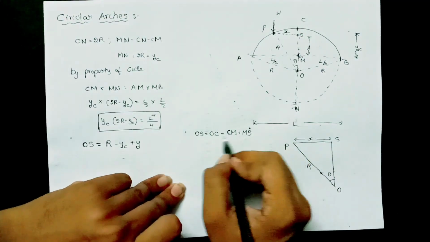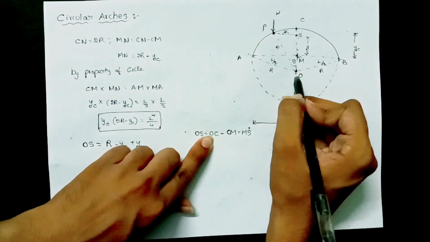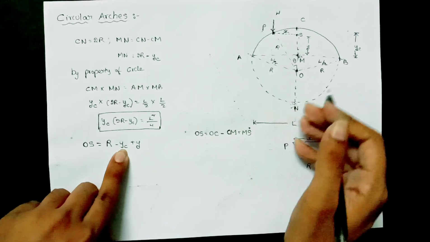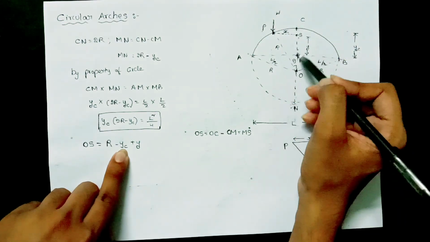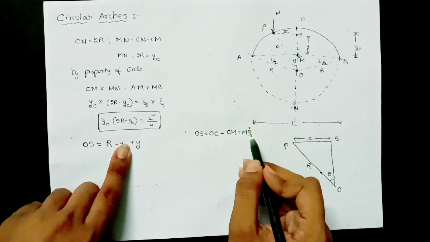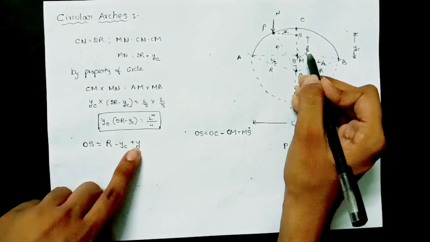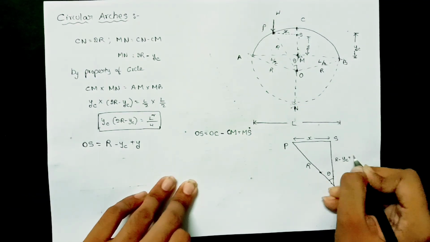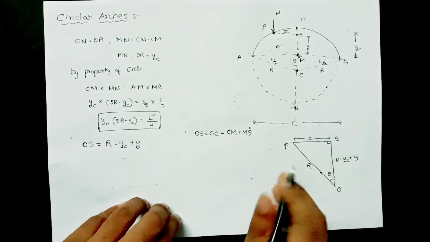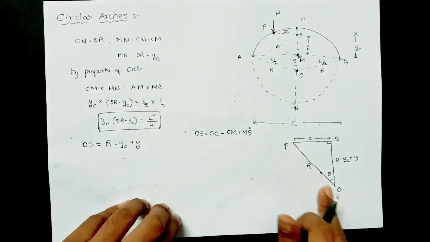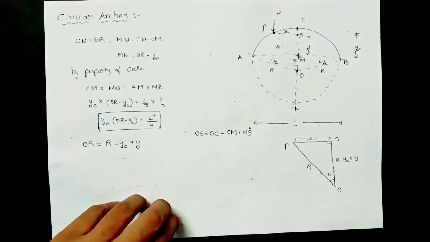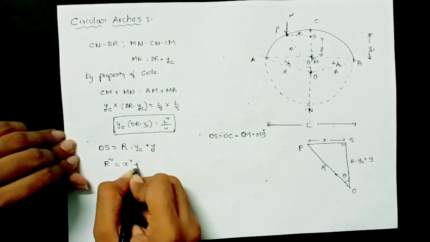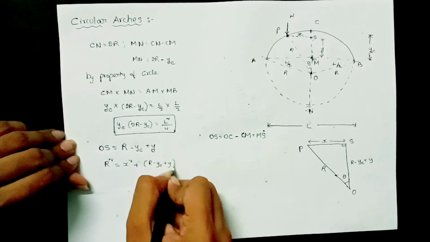So this is the equation. OC is the radius of the circle, that is R, minus YC. YC is nothing but CM. So CM is YC, and I have substituted MS, that means it is the vertical distance Y. So this is the value of OS. I am writing here R minus YC plus Y. Now if you observe, this is a right angle triangle. So from this right angle triangle, hypotenuse square equals side square plus side square. Here hypotenuse is R. So R square equals X square plus R minus YC plus Y whole square.